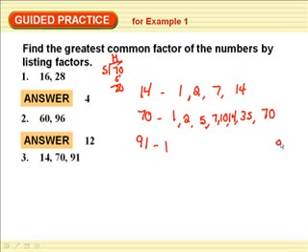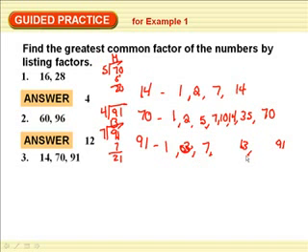Okay, 91, 1 and 91. 2 can't, 3 can't, 4, no. 5, I don't think 4 can go into 91. No. 5, no. 6, no. You know, I think it's kind of a trick. I think 7 can. Goes 13 times. No, wait, sorry. 7 and 13. So then our greatest common factor is 7. Right there. So let's see what we got. Yep, 7.